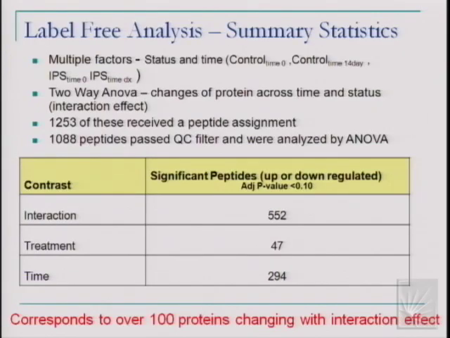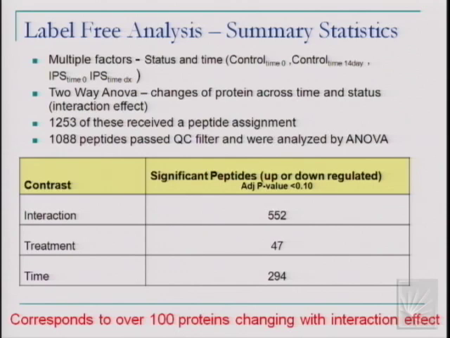So with regards to the summary statistics for this study, we used a two-way ANOVA because we wanted to look at changes of proteins across time and status, and this is defined as an interaction effect. And in the study, if you recall, we have status and time, both control at 2 different time points and IPS at different time points. So for the data that we took forward, we had over 1,253 peptides that received a peptide assignment, and after we did our QC filter, approximately 1,100 of those passed the QC filter and were analyzed by the two-way ANOVA.